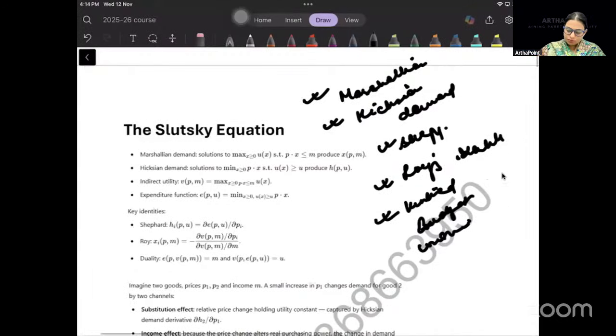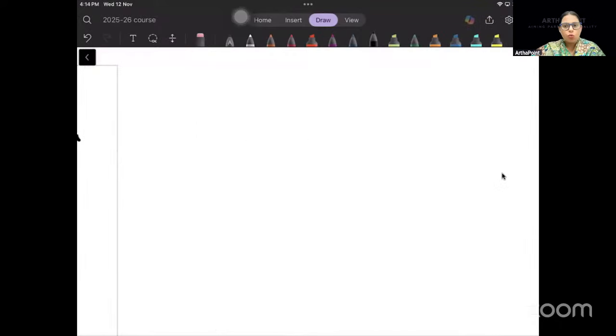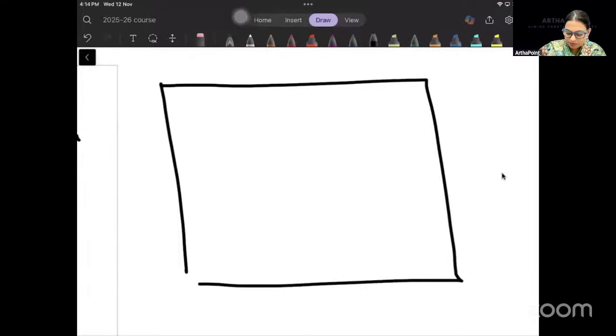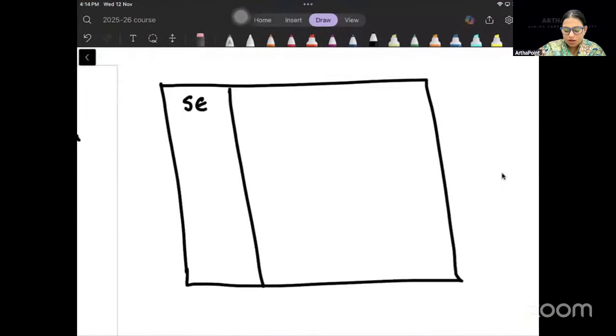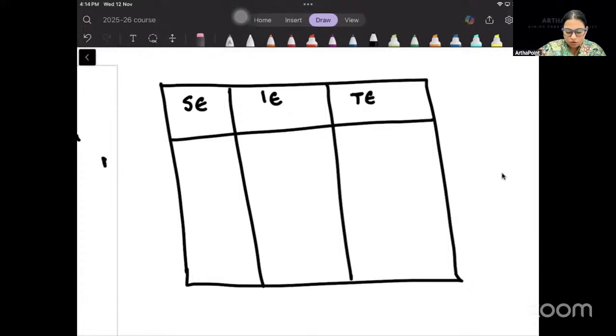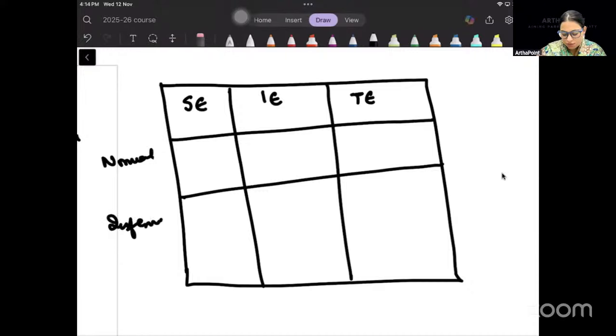So one thing which can be asked in the exam from the Slutsky equation is a box which I always recommend you to revise, where we write substitution effect, income effect, and total effect for normal good, inferior good, and Giffen good.